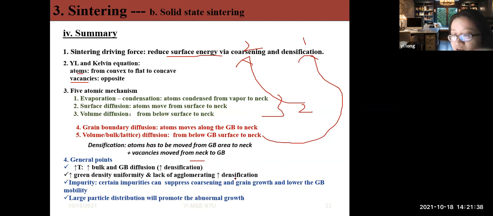And also if you want high densification, make sure you have good green density uniformity, and not much agglomeration. Certain impurities can suppress coarsening and grain growth and lower the grain boundary mobilities. Again, it's trying to make sure the grain boundary densifies first instead of grain growth. Grain growth needs to happen later if you want densification. A large particle size distribution will promote abnormal growth. It's very straightforward: if you want something uniform, you start with something uniform. Very easy logic here.